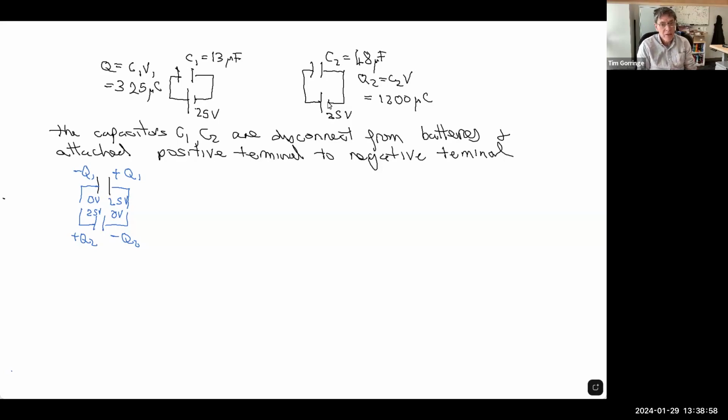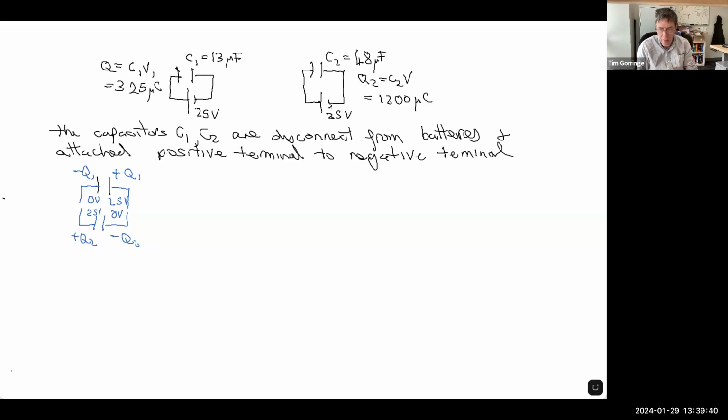We're going to discover the voltage between the plates of the two capacitors is not going to be the 25 volts that we started with. The charge on the plates of the capacitor is not going to be the same for C1 and C2 as before. So something's changing when we reconnect the two capacitors, plus to minus and minus to plus. And we're going to explore that change, try and understand that change, and figure out how much charge remains on C1 and C2. What are the potentials between C1 and C2?